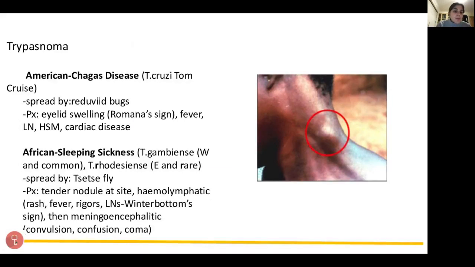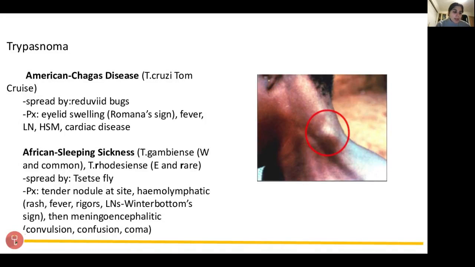The presentation is you get the tender nodule at the site that you've been stung, and you can get a hemolytic presentation. So you get a rash, like I've said, fever, rigors, swollen lymph nodes. So the cervical lymph nodes swell up, and that's called Winterbottom sign, which is a very depressing and horrible history.